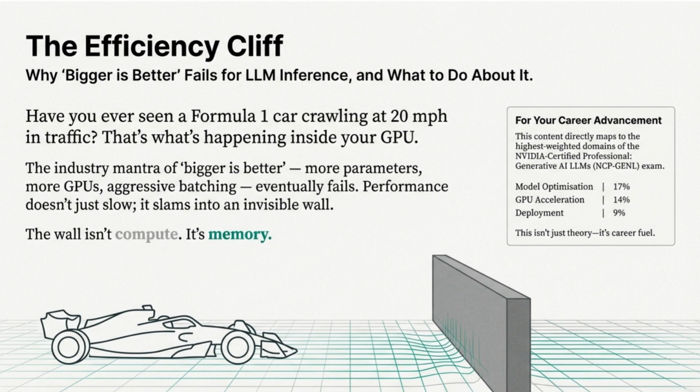Why is that? So for years, the industry said bigger is better. More parameters, more GPUs, more batching, just keep scaling. But here's what happens. At some point, you scale up and nothing improves. You hit a wall. And that wall, it's not compute. Your GPU has plenty of compute power. The wall is memory, specifically how fast you can move data around. Today, we are going to understand why this happens and what we can do about it.